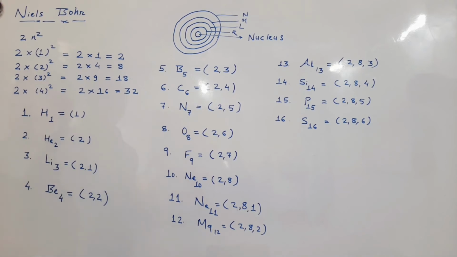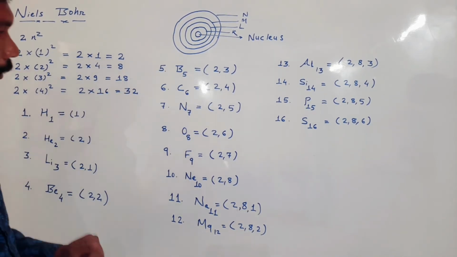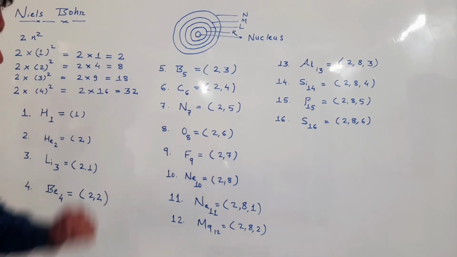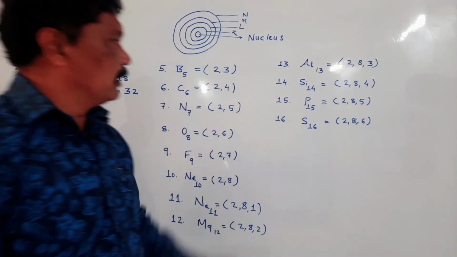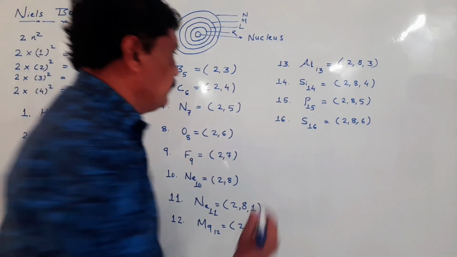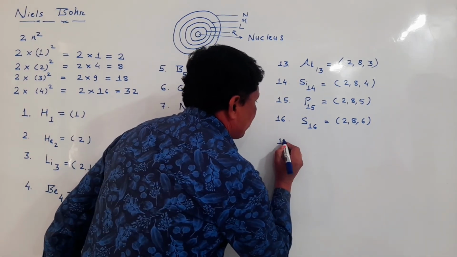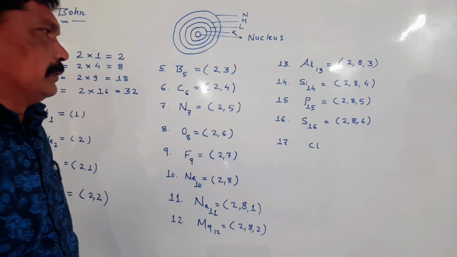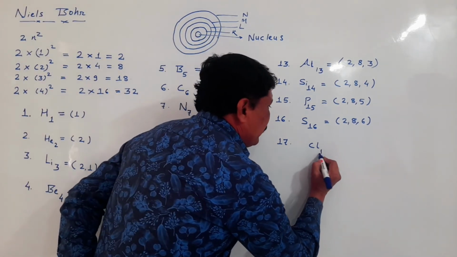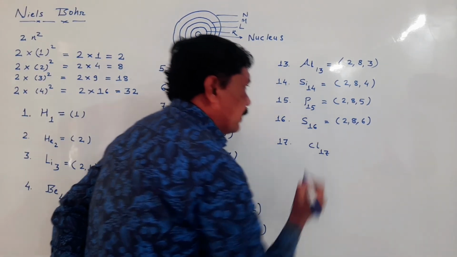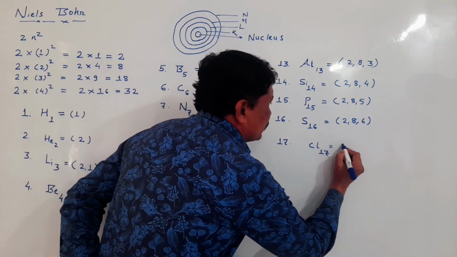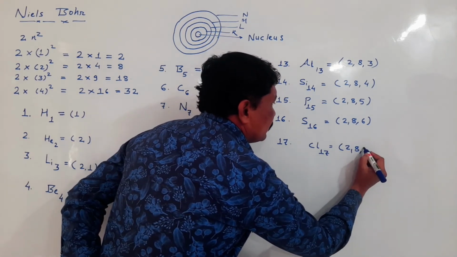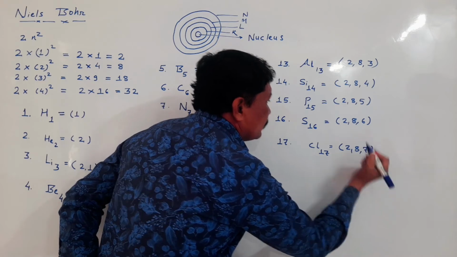The next element, let's see. Hydrogen, helium, lithium, beryllium, boron, carbon, nitrogen, oxygen, fluorine, neon, sodium, magnesium, aluminium, silicon, phosphorus, sulfur, and the 17th is chlorine. The atomic number of chlorine is 17 and the electronic configuration is 2, 8, 7.